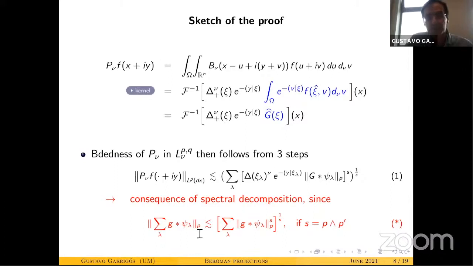So when p is equal to 2, what you can use here is just Plancherel, and then you can put s equal to 2. When p is equal to 2, the best power that you can put is s equal to 2. And you would like to have s equal to 2 always, but this is not going to be true. The inequality is not going to be true in that setting.